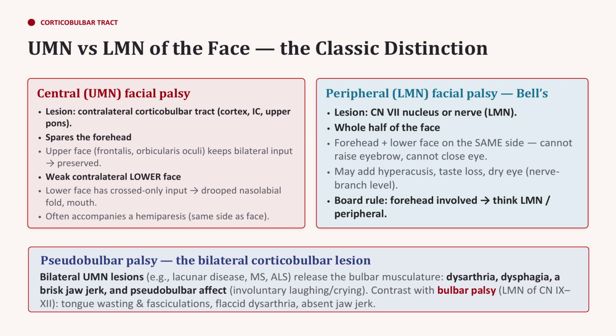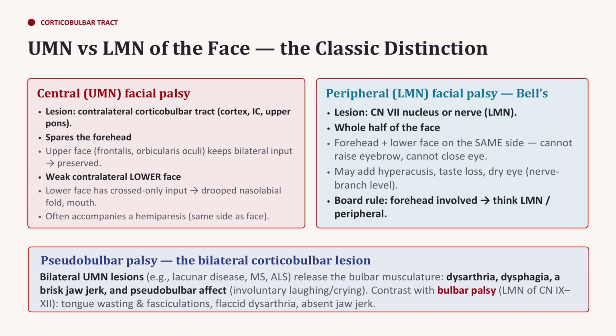Finally, contrast the two bilateral syndromes. Pseudobulbar palsy is bilateral upper motor neuron: spastic dysarthria and dysphagia, a brisk jaw jerk, and the striking pseudobulbar affect of involuntary laughing or crying. Bulbar palsy is bilateral lower motor neuron: a wasted, fasciculating tongue, flaccid speech, and an absent jaw jerk.